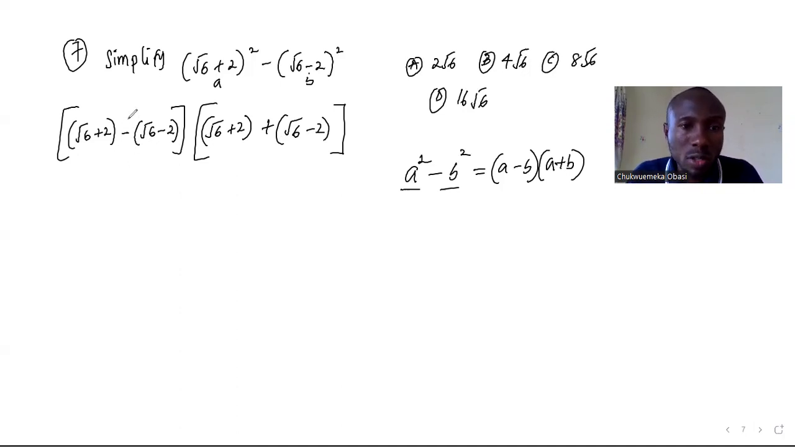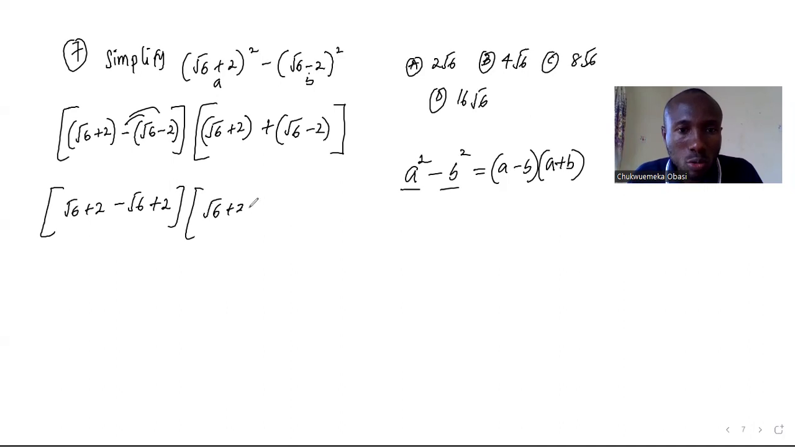Now, the next thing you want to do is to remove the bracket. So this minus will distribute into them. So you now have root 6 plus 2 minus root 6, and minus will give me plus 2. And here you have root 6 plus 2. The plus does not really affect any of these, so you can actually bring them back, root 6 minus 2.